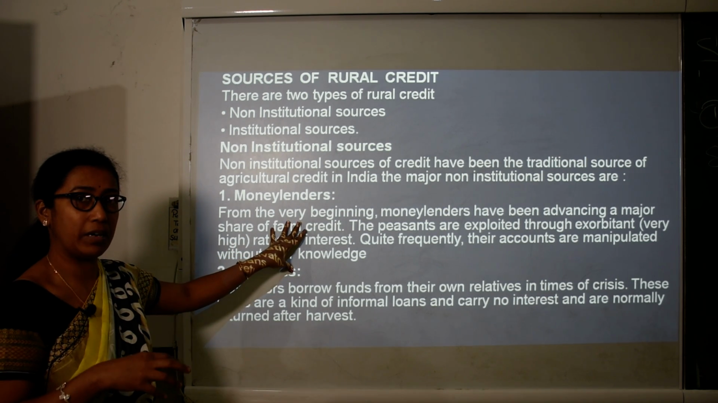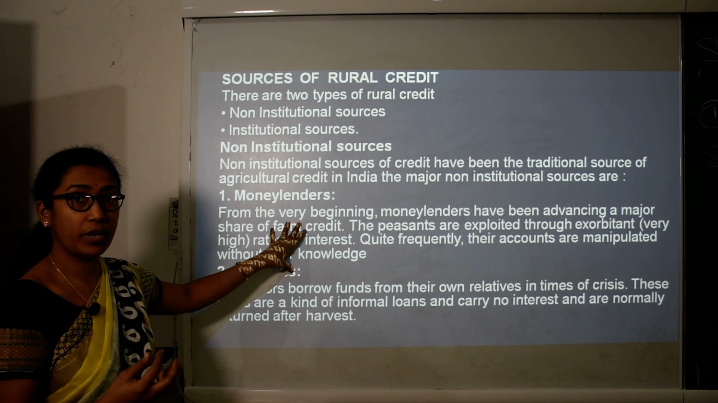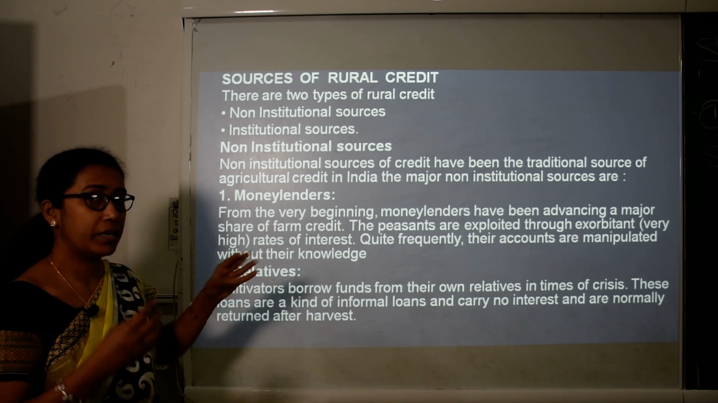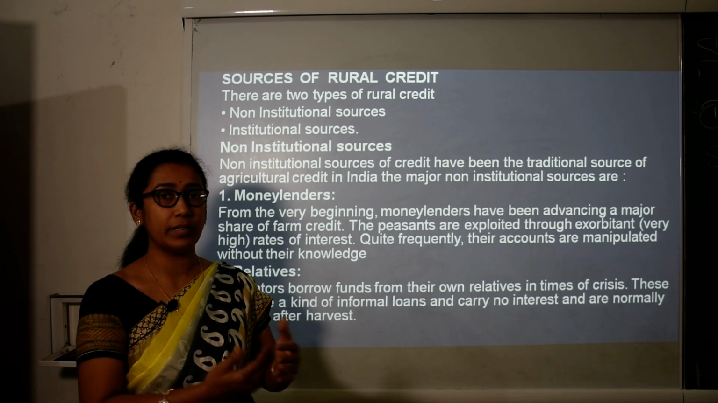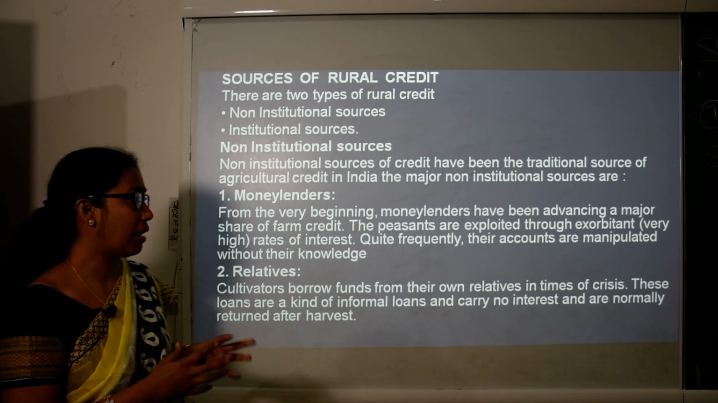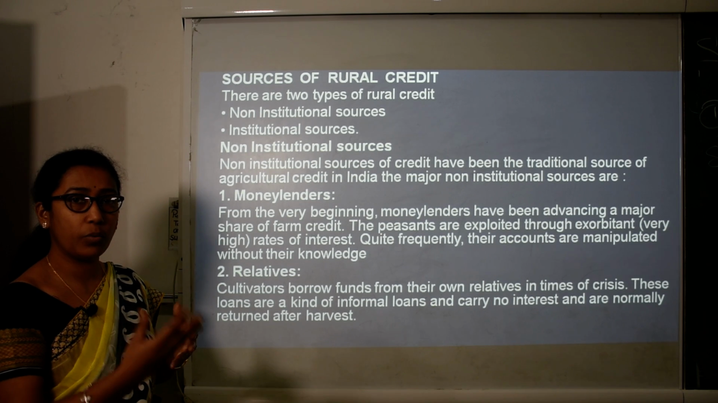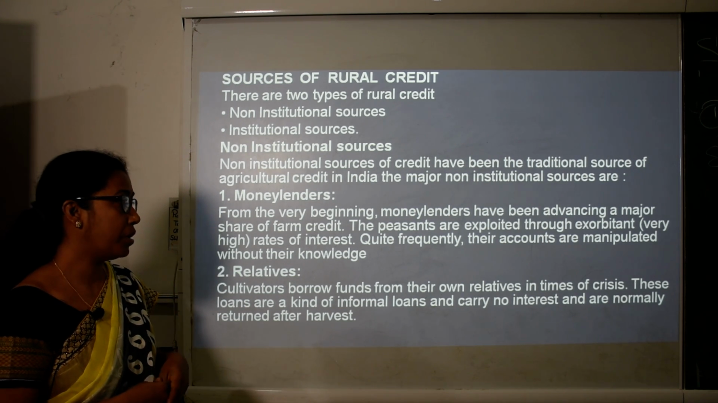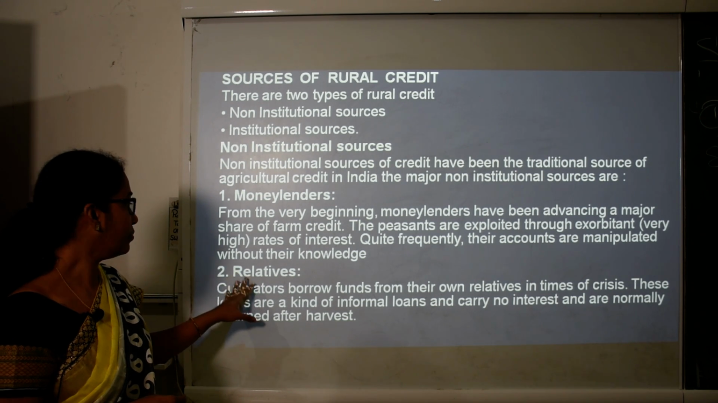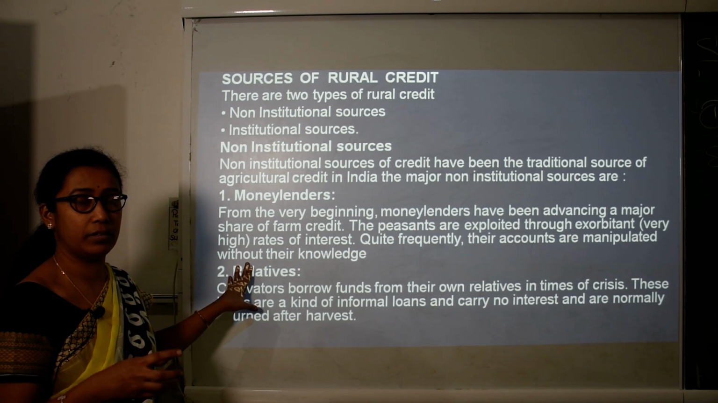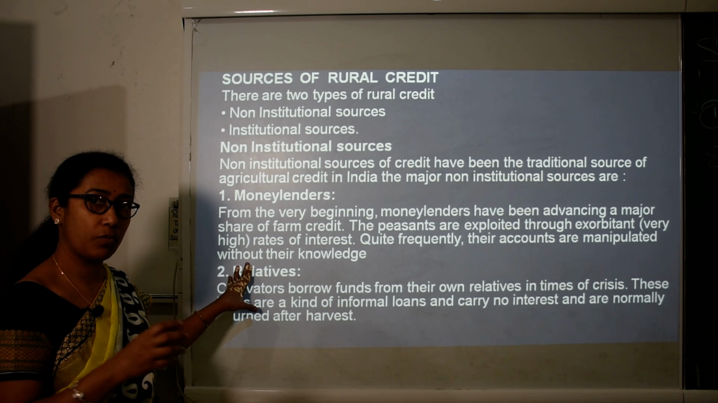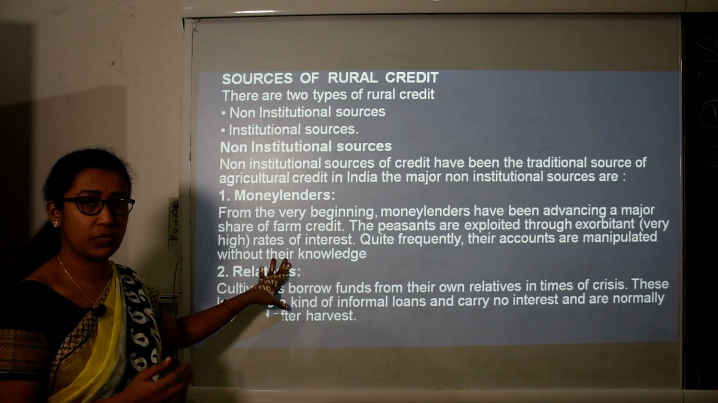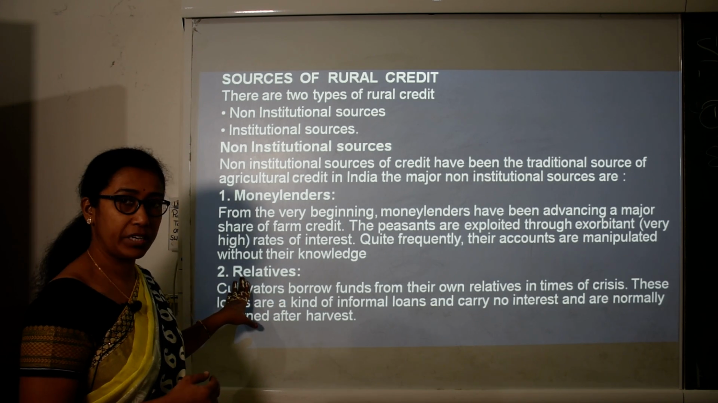But money lenders, since the beginning, have been playing a major role in providing credit facilities to the small and marginal farmers, but these peasants are always exploited in the hands of the money lenders. So, this frequent moving to money lenders for borrowing money is not a good idea. Why? Because these landlords or money lenders are always manipulating the accounts without the knowledge of the farmers, and hence they are exploited.